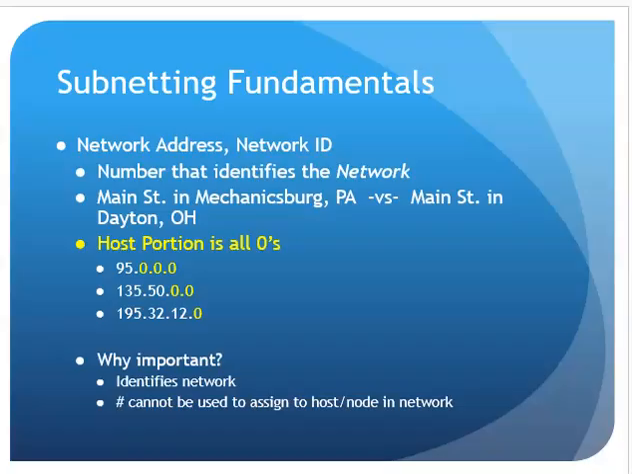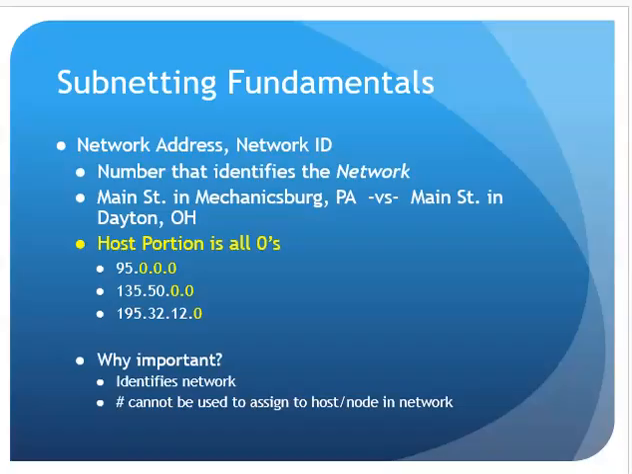First, let's remember the network address or network ID. This is the number that identifies your network, like Main Street, Mechanicsburg, PA, as opposed to Main Street in Dayton, Ohio. On a network, the host portion, when it's all zeros, is identifying the network. So a 95.0.0.0 would identify that network. A 135.50.0.0 is going to identify that Class B network. 195.32.12.0 is going to identify that Class C network.